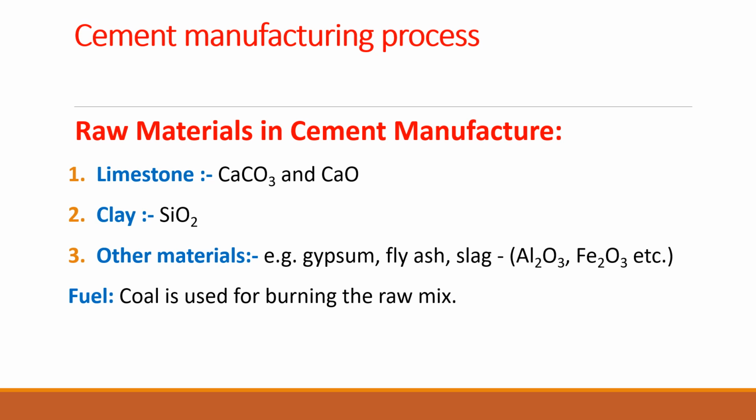Now, mainly cement, I told you. Cement is made up of limestone, which is a natural material. It has calcium carbonate and calcium oxide, and also we add clay, then other materials like gypsum, fly ash, slag, sometimes to improve properties. For example, to improve the fineness of the final cement product, and also sometimes to reduce the cost, we are using other materials, and also to improve the reaction part as well.